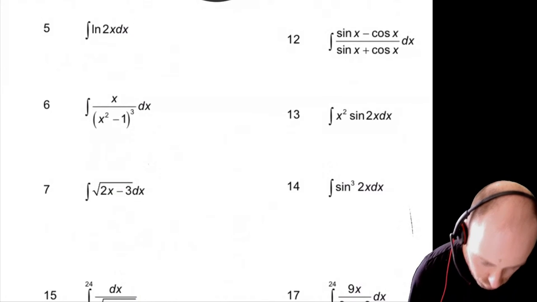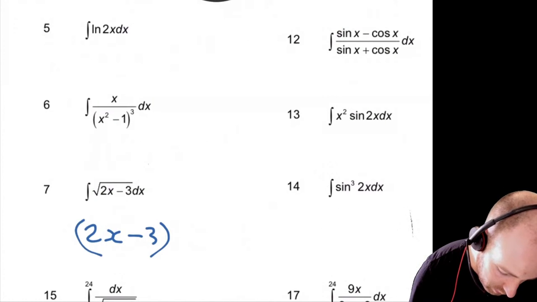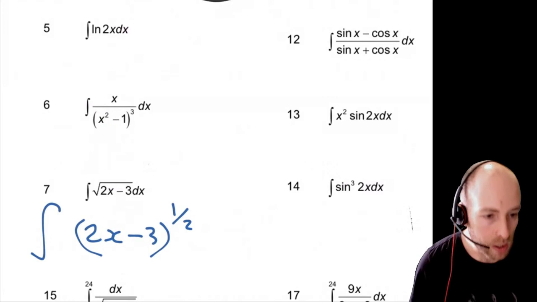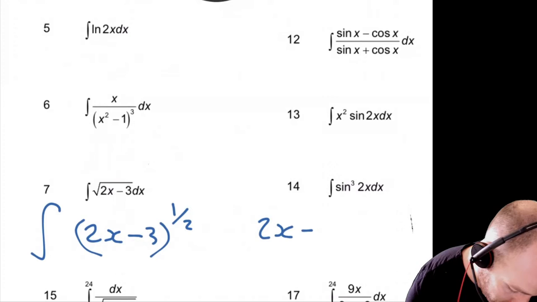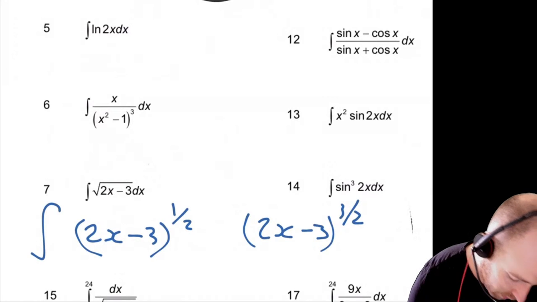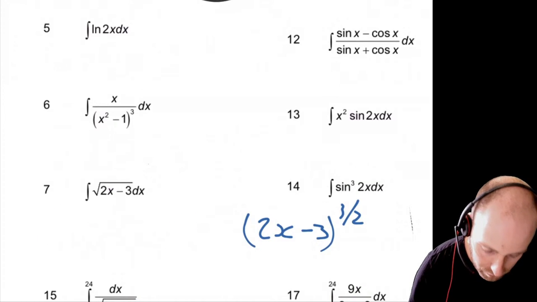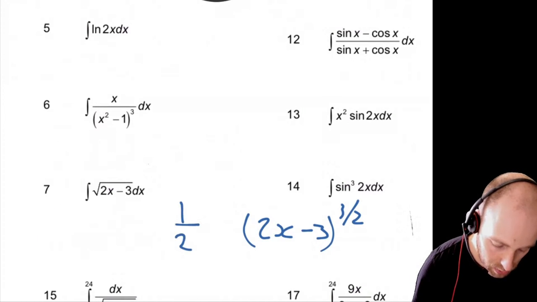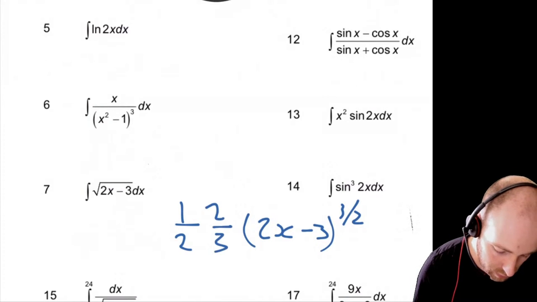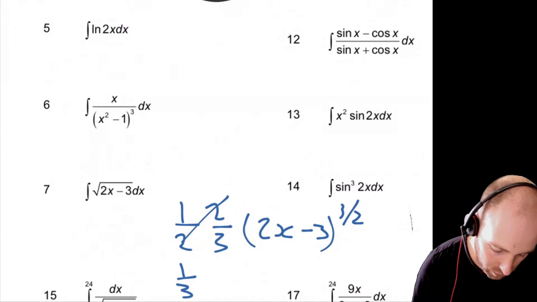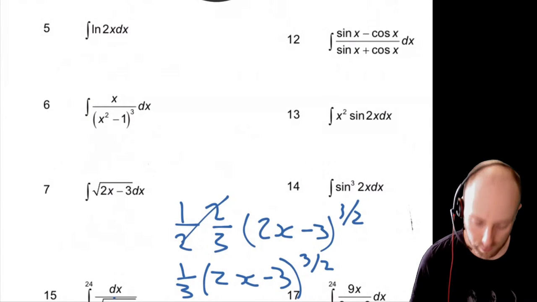Question 7, root 2x minus 3. So we can write this as (2x minus 3) to the half. And to integrate that, we're going to need to put the power up to 3 over 2. So (2x minus 3) to the 3 over 2. We need to take out a factor of a half there. And we're going to need to divide by 3 over 2. So that's going to be 2 thirds there. Cross those out. We get 1 third (2x minus 3) to the 3 over 2.